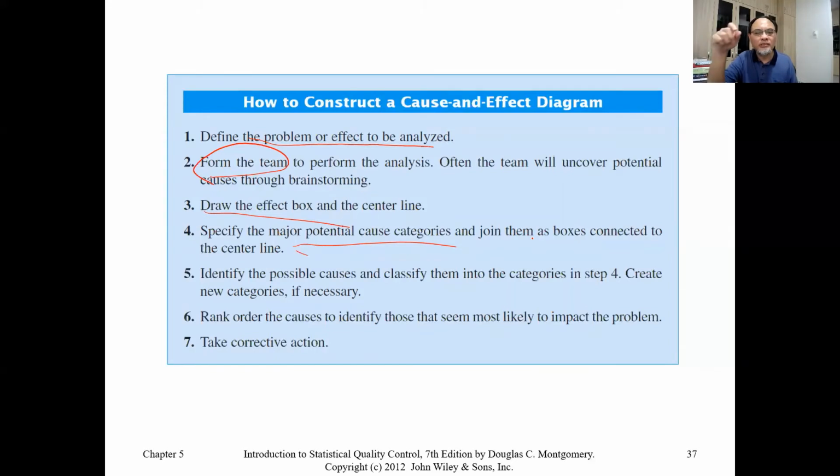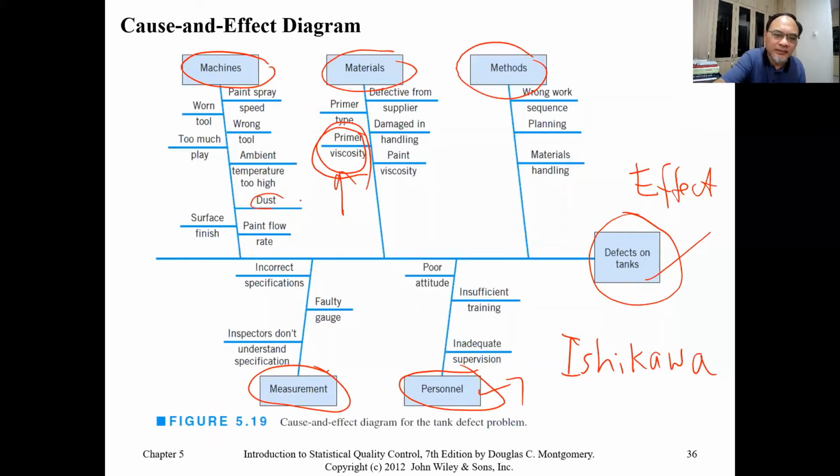Specify the major potential causes, and join them as boxes. And identify the possible causes and classify them into the categories. Sometimes you may want to just list them up, then probably put them into this diagram. But I just want to point out that you need to actually have another arrow.